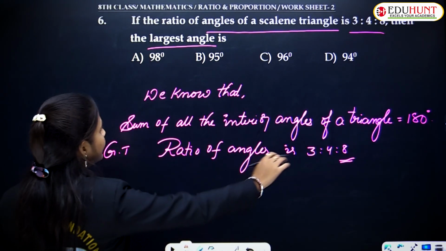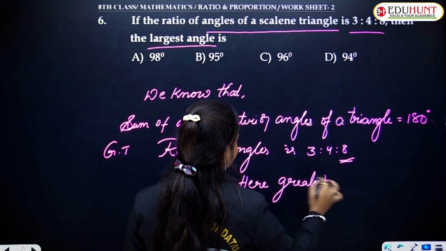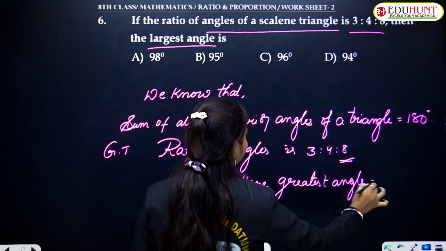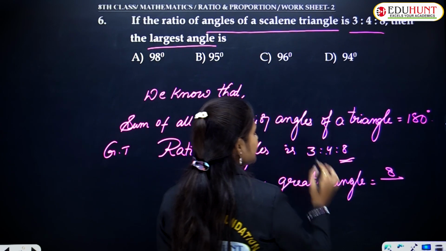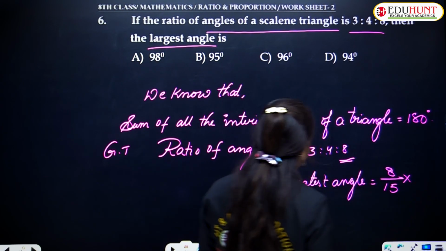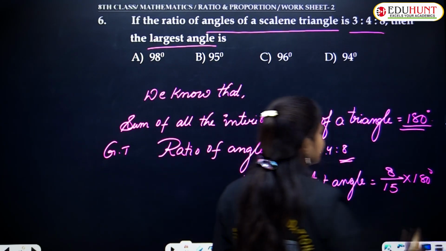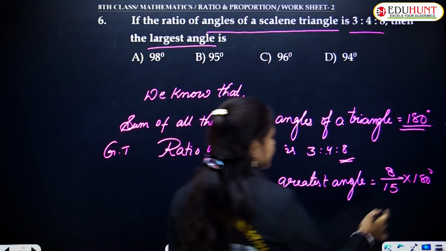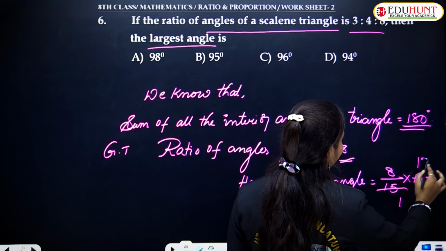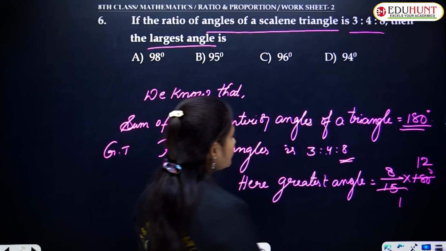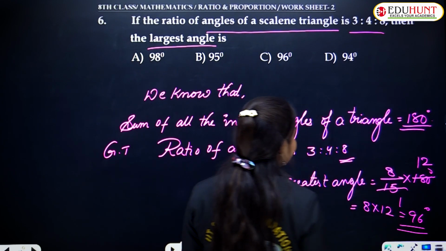So that's why the greatest angle is 8 by the total parts, so 8 plus 4 is 12, 12 plus 3 is 15, into the sum of total interior angles, which is 180 degrees, no? So into 180 degrees. Cancelling, 15 twelves are 180, 12 into 8 is 96 degrees. That is the greatest angle.